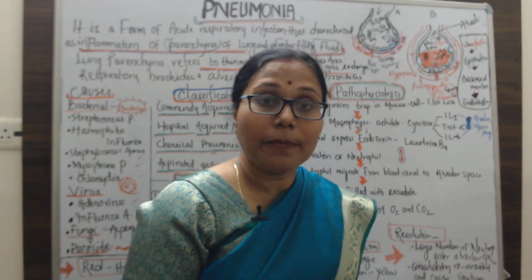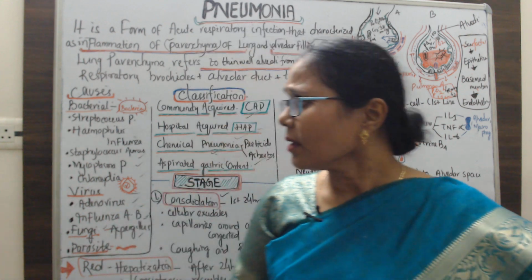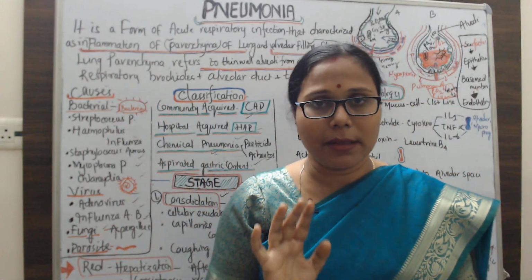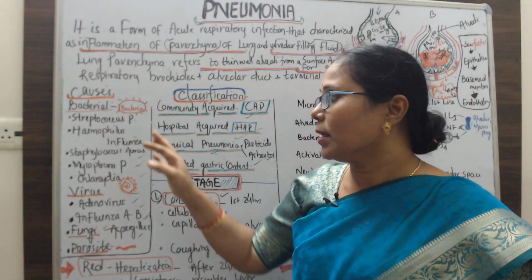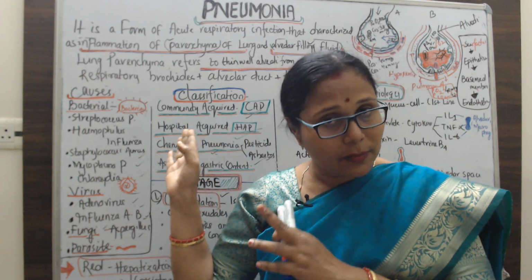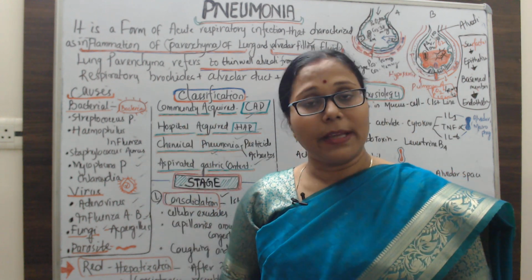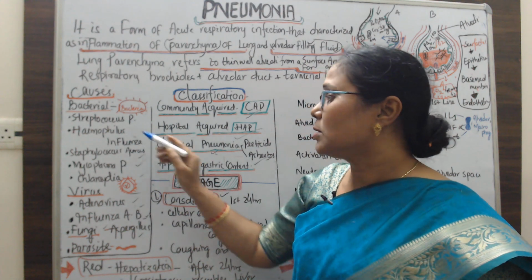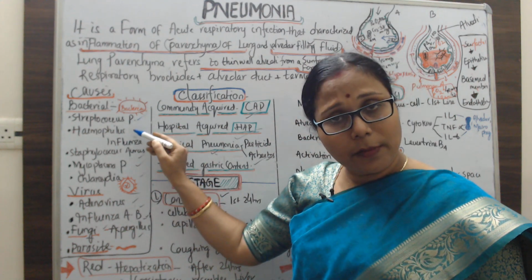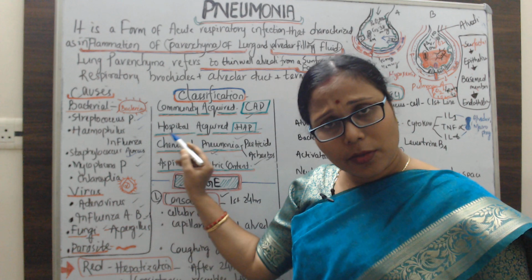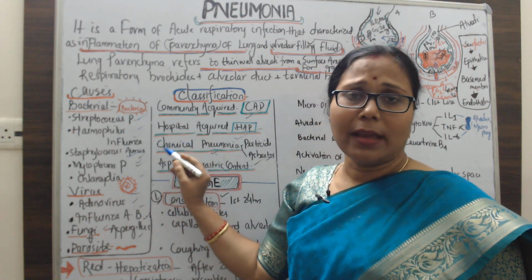Let's see the cause of pneumonia. The main villain is bacteria: 65% of cases are caused by bacteria. And what are the bacteria? Streptococcus pneumoniae, Haemophilus influenzae, Staphylococcus aureus, Mycoplasma pneumoniae, and Chlamydia.